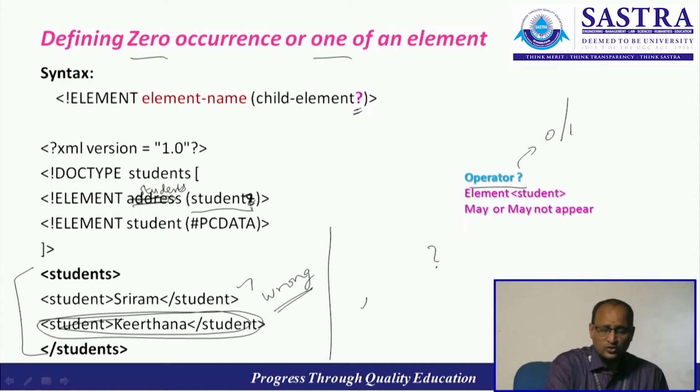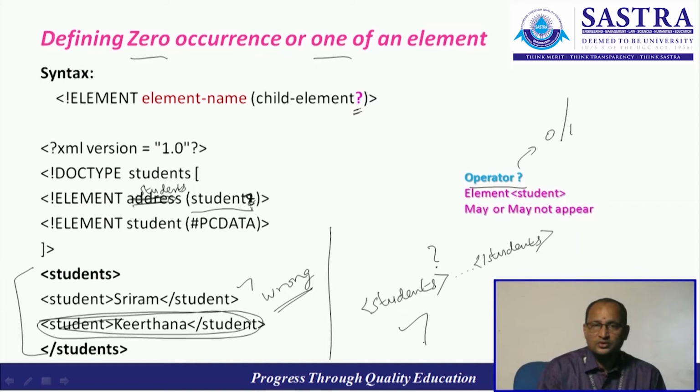And here is another version of the same element. I have students with no student element, so I can keep it as students. Is it right or wrong? This is also right or wrong? Yes, this is also a valid XML document.